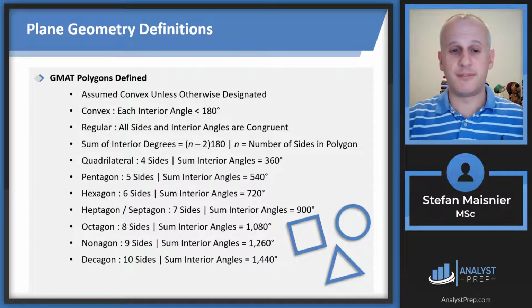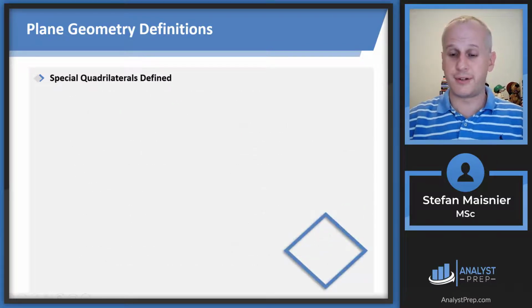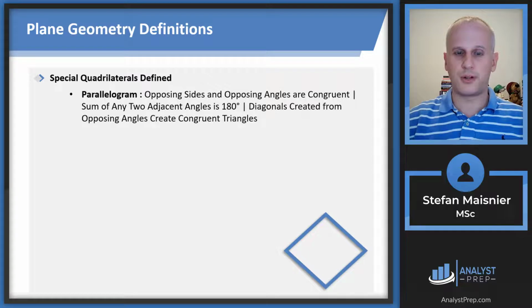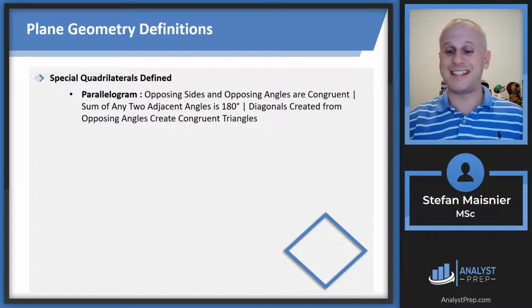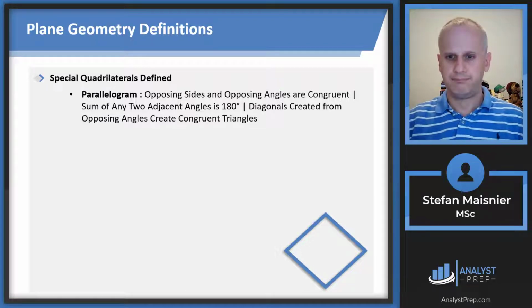So let's move on from these polygons to a special set of quadrilaterals. So we just learned that a quadrilateral has 360 degrees in the sum of its interior degrees, and we know that it has 4 sides. So the first of our special quadrilaterals, and it too has 4 sides and 360 interior degrees, is what is known as a parallelogram. And it gets that name because its opposing sides are parallel.